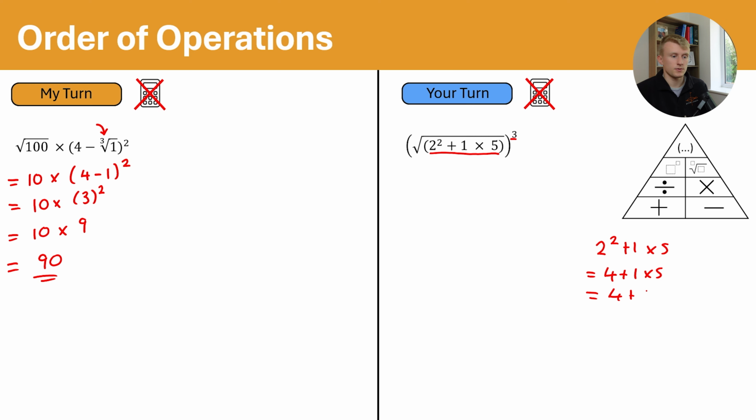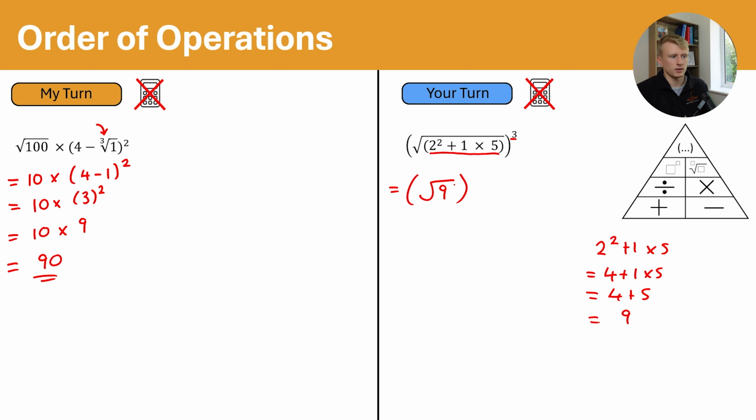So I need to do 1 times 5 to give me 5. And then I'll do 4 add 5 to give me 9. So this bracket comes to 9. So I can rewrite this calculation by putting in the value for that bracket, which we find out to be 9. So I'm doing the square root of 9, which is what that bracket comes to.